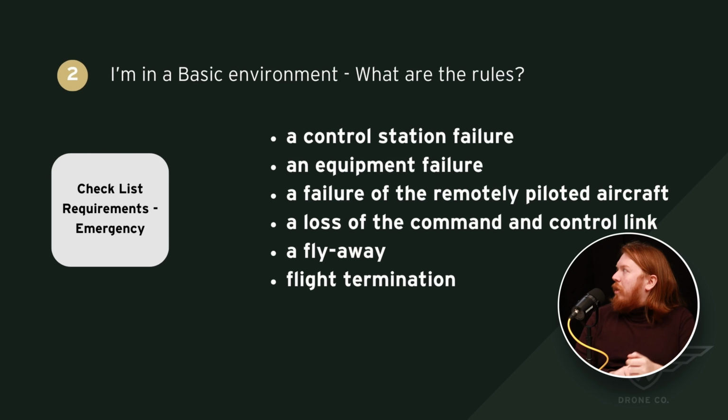And then for the emergencies, your emergency checklist, there are 6 emergencies that need to appear in your emergency checklist. They are control station failures, equipment failures, RPAS failures, loss of command and control link, so the controller and the drone stop talking to each other, a flyaway, which is then the drone, they're not talking to each other and the drone is flying away from you, and then a flight termination, which is a bit of a crash landing or an emergency landing. All of these have legal definitions.